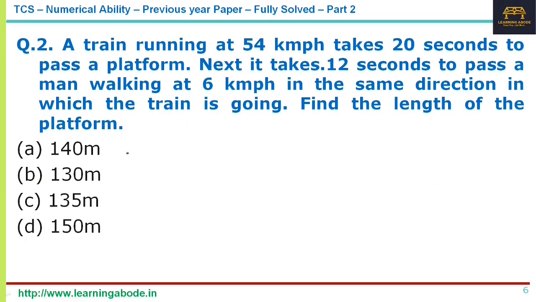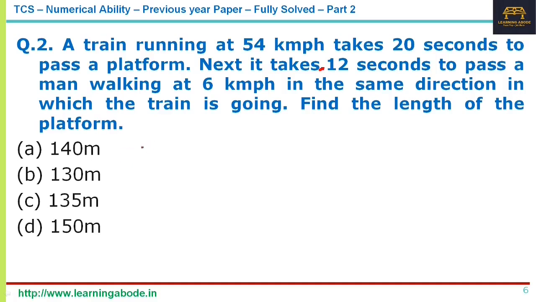Next question. A train running at 54 km per hour speed takes 20 seconds to cross a platform. Next, it takes 12 seconds to pass a man walking at the speed of 6 km per hour in the same direction, the same direction in which the train is going. Find the length of the platform.